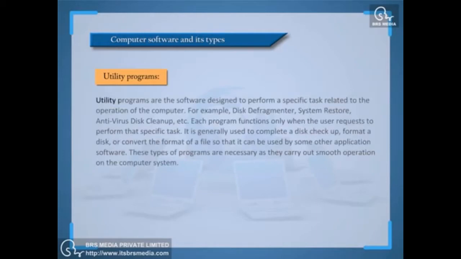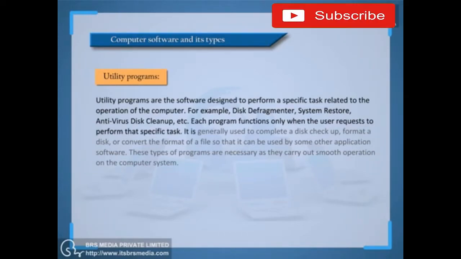Utility programs. Utility programs are the software designed to perform a specific task related to the operation of the computer. For example, disk defragmenter, system restore, antivirus, disk cleanup, etc. Each program functions only when the user requests to perform that specific task.